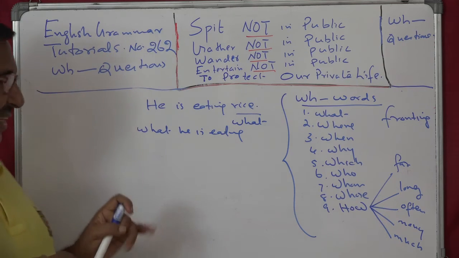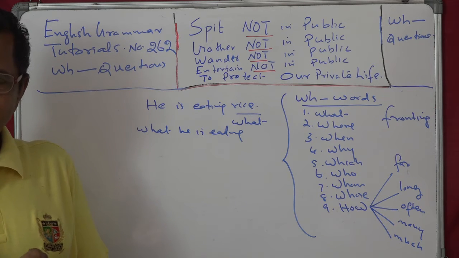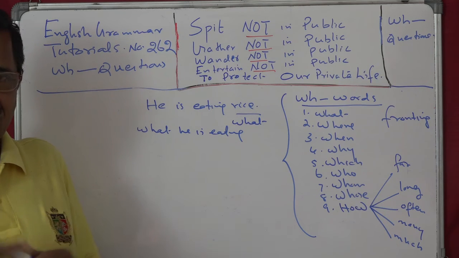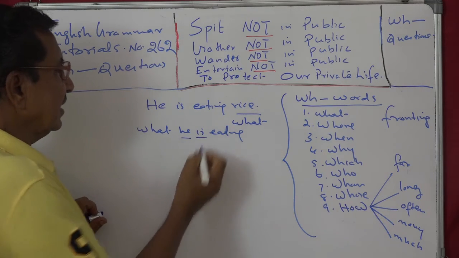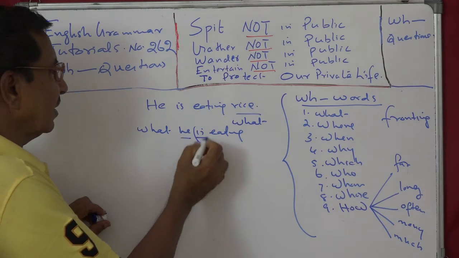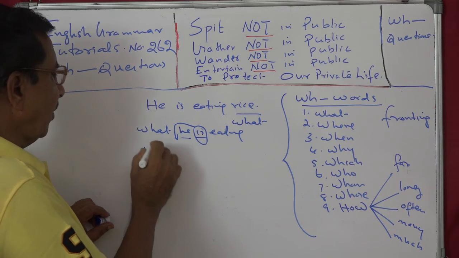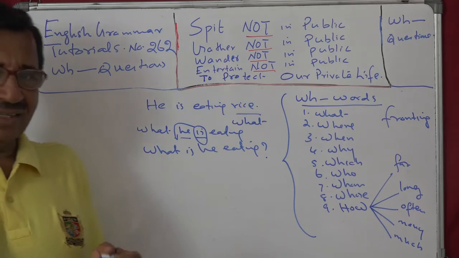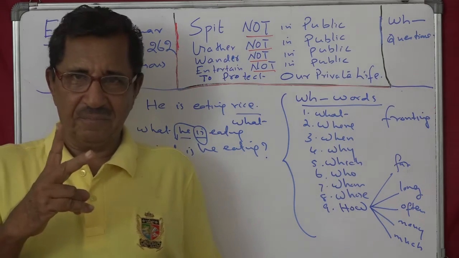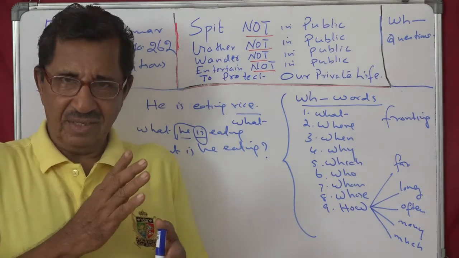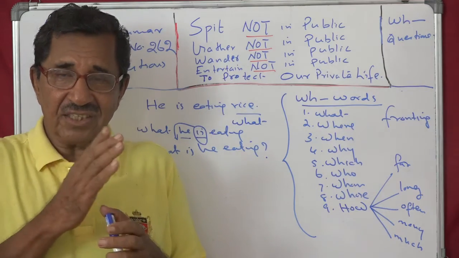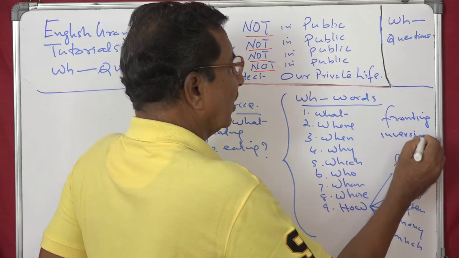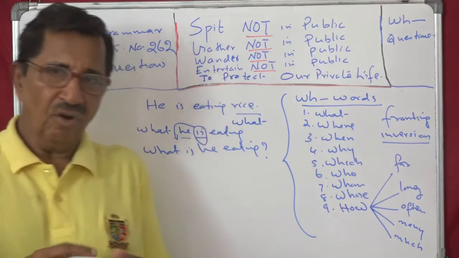Understand? And then what happens? A second movement you have to do, and that is subject auxiliary inversion. You have to switch the position of the subject and the auxiliary. The subject is he, auxiliary is. So what do you do? You have to change the position. Bring it here. Then it will be what is he eating? Question mark. That's the question. So for a question, you need 2 movements. One is fronting of the question word. The second one is the inversion. I-N-V-E-R-S-I-O-N. Inversion. Changing the position of the subject and the auxiliary.